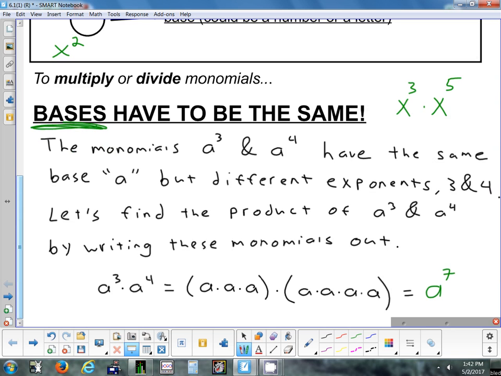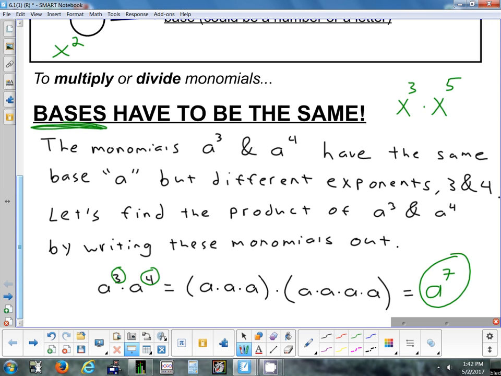So does anybody see a shortcut? Look at the exponent, that's the answer. And look at the 2 exponents we started with. Exactly. All you have to do is take the 2 numbers that you're given and add them. That's one of like 3 rules we're going to learn today.